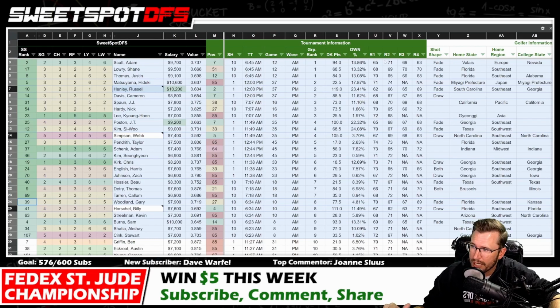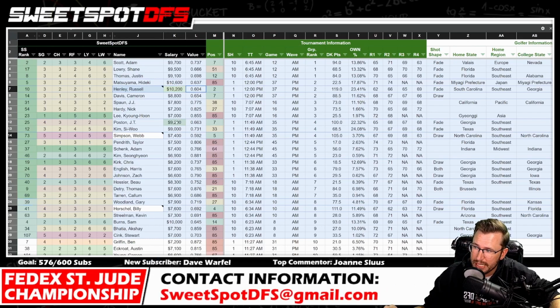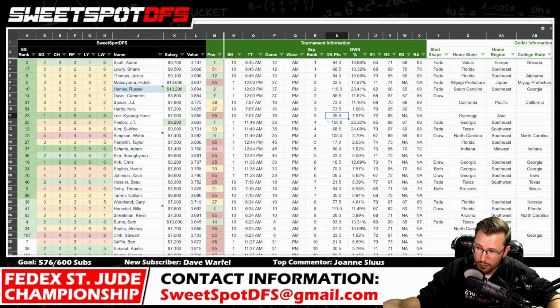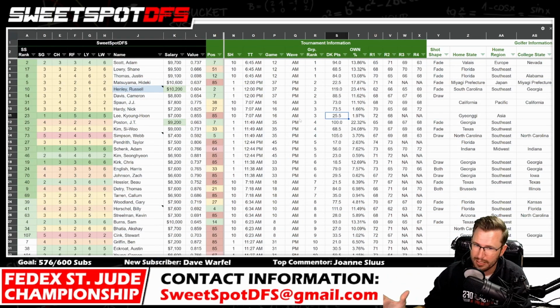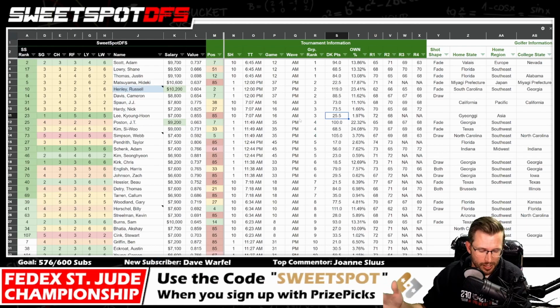Another thing to look at are the green salaries. This indicates the sweet spot optimal. So I had Russell Henley and JT Poston. So this follows the sweet spot process. We had 3 golfers in the Marquee Tee Times that were in the optimal lineup and they weren't playing together. So that fits the rules for the Marquee Tee Times. And of course you can see the sweet spot optimal is highlighted as well.